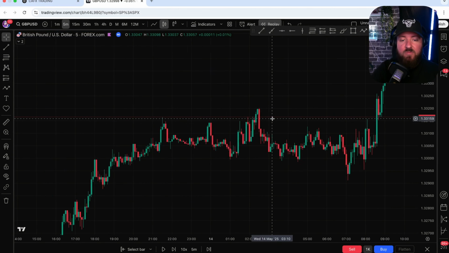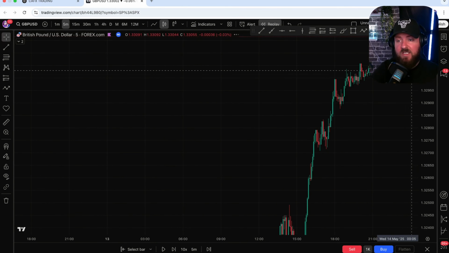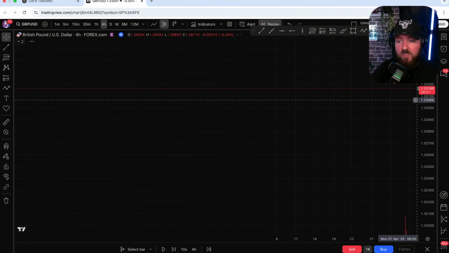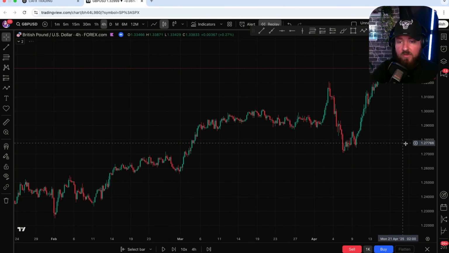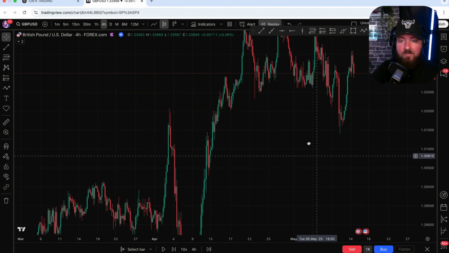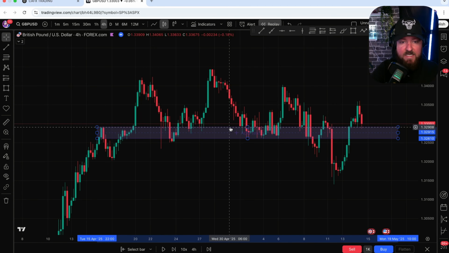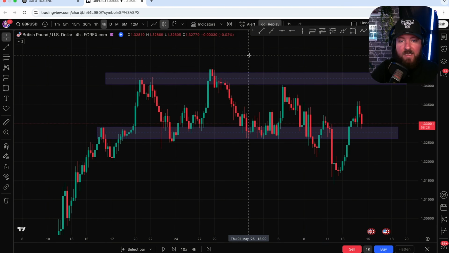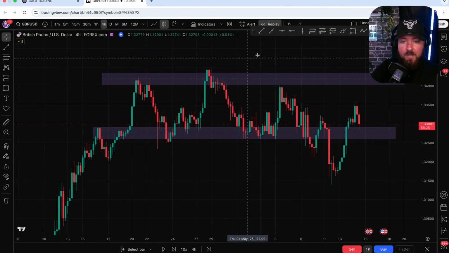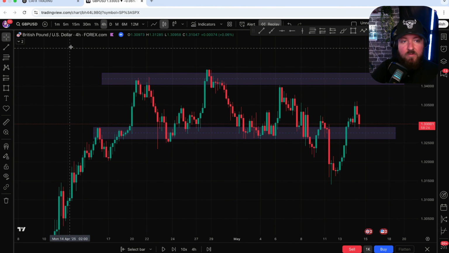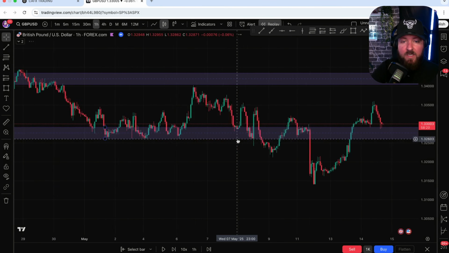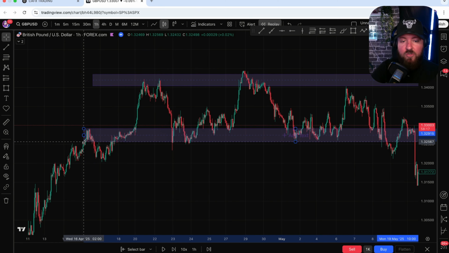But some more tips on support and resistance. Obviously, the higher time frames you go to, the stronger they're going to be, the more power they hold. So let's just go to the 4-hour time frame. So yeah, these areas are going to be strong because higher time frames hold more power. So let's go down to the 1-hour time frame. Why this would be important to us.